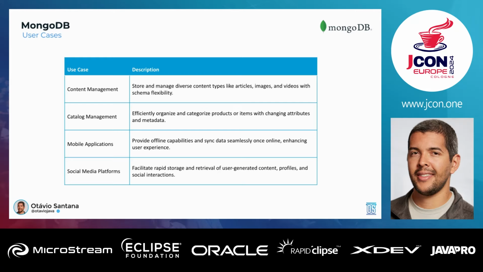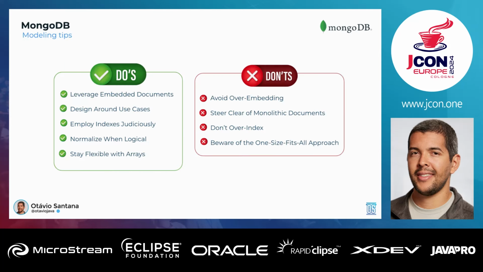So the most popular one is MongoDB, where we do have several success cases like content management, catalog management, mobile applications, especially because there are no conversions between your application and the database, because MongoDB handles JSON. And you can keep the structure almost the same. And several social media platforms. So you can use MongoDB for those cases and it will be fine.